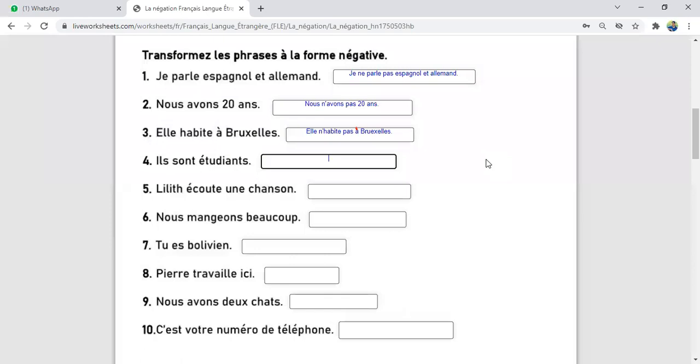Next one, Elle habite à Bruxelles. She lives in Brussels. Elle n'habite pas à Bruxelles means she doesn't live in Brussels. Correct your answers, everyone. Those who sent the answers also, there are mistakes, so do this one.